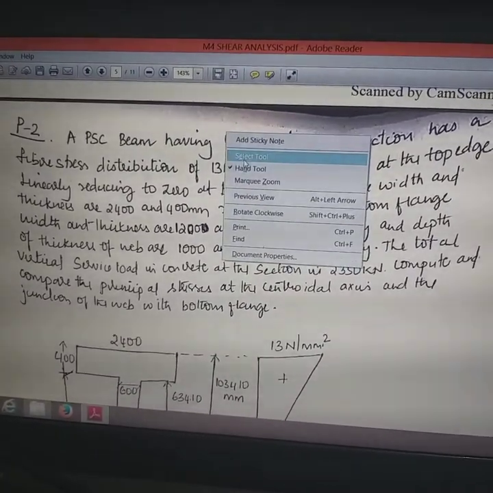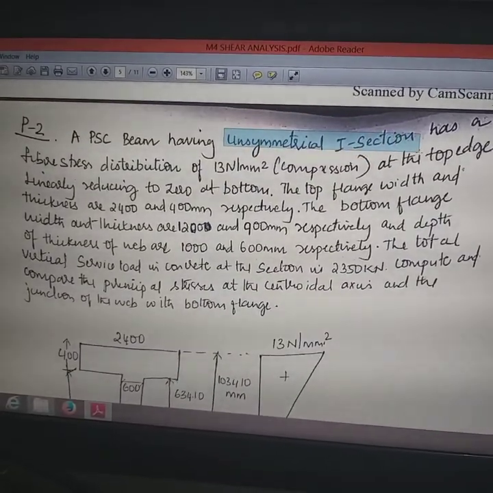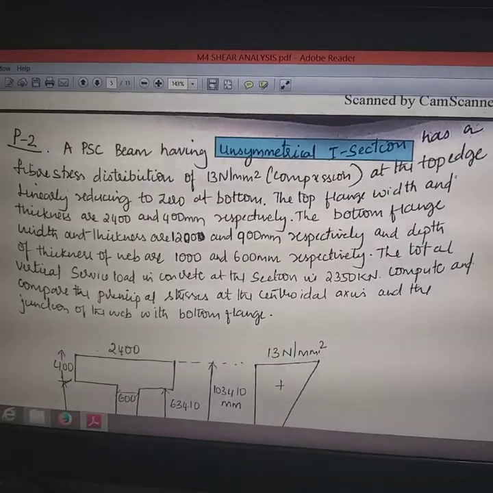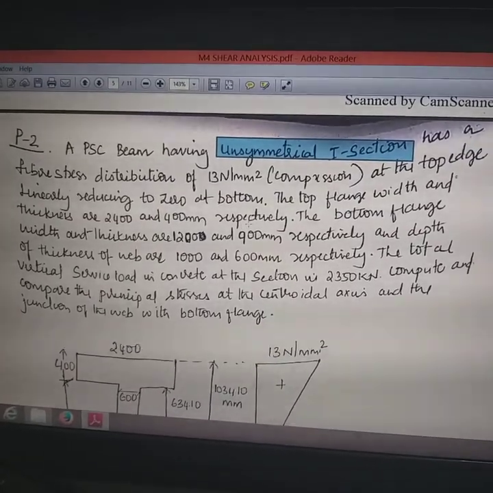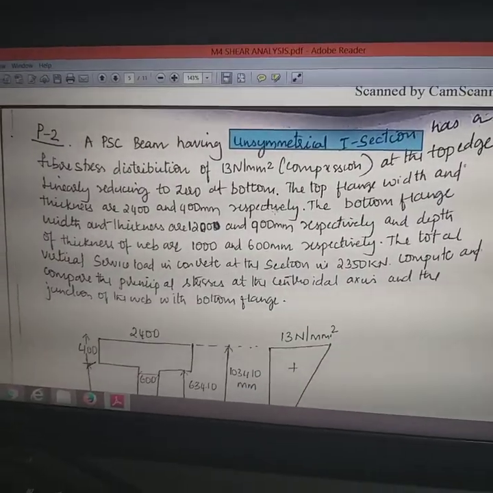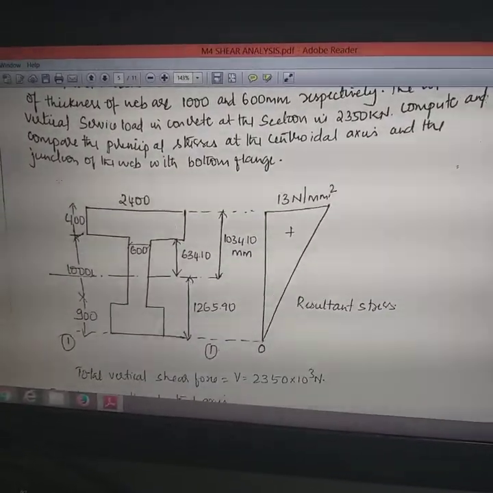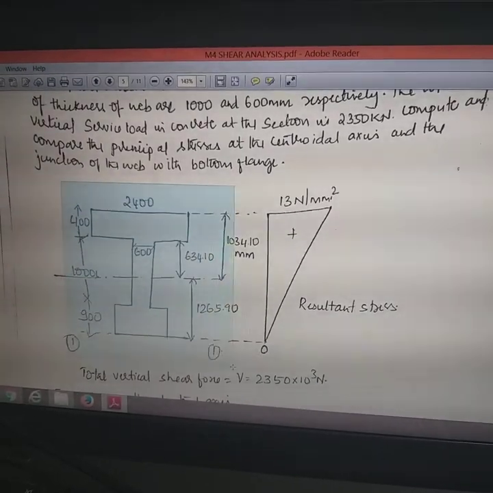It is an unsymmetrical I section, so this data is very much important. Read the data carefully: top flange width, bottom flange width, web data. Read everything properly and draw the sketch carefully.